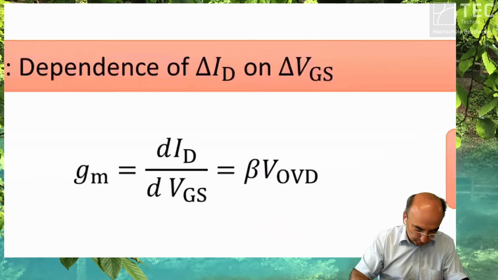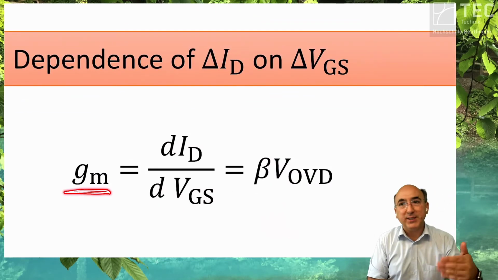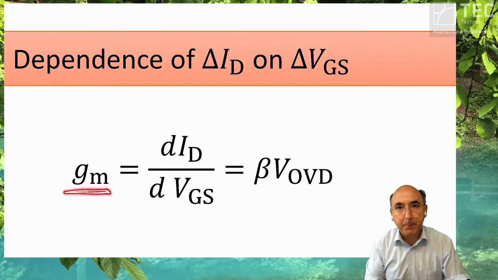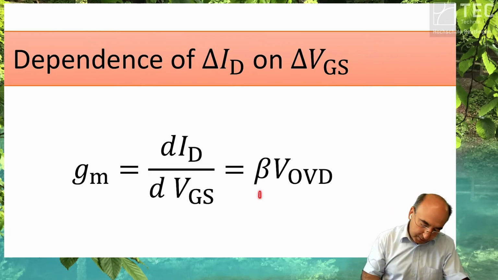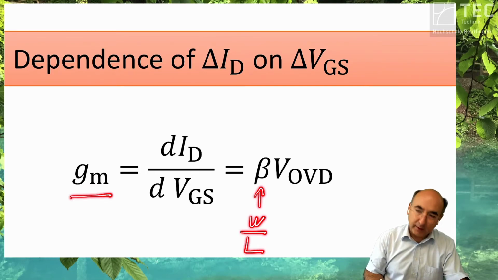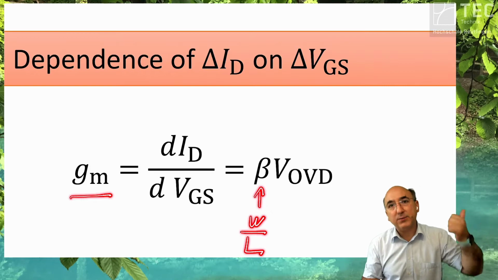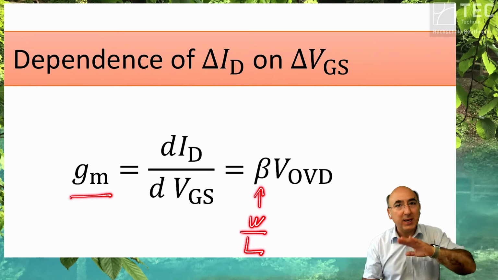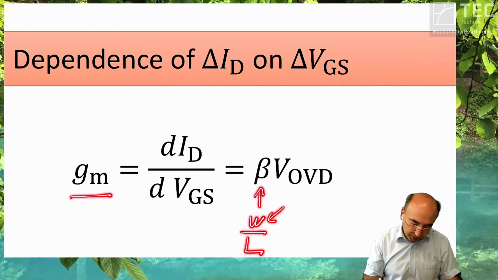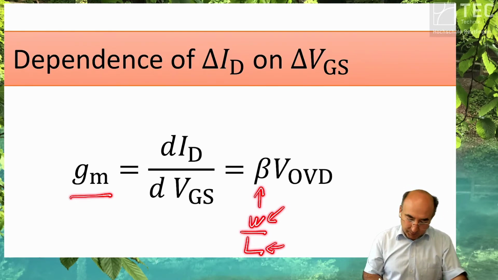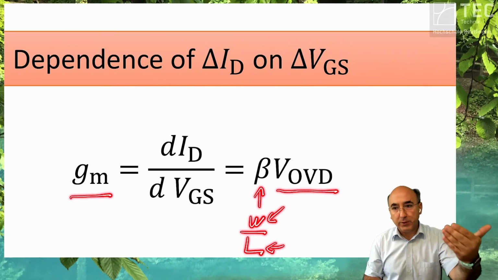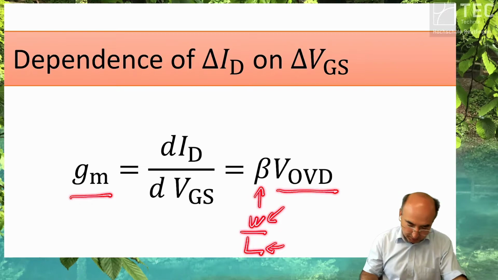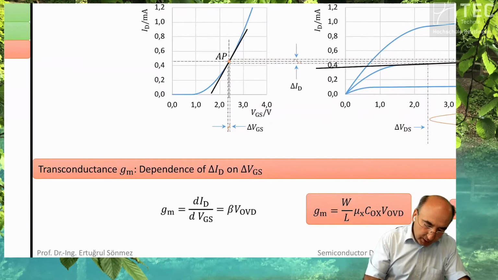That means if you want to have the transconductance called GM, then you can manipulate GM by width divided by the L. The rest is a physical property you cannot manipulate. You can manipulate the width and the length, and you can set the overdrive value at the gate source voltage.